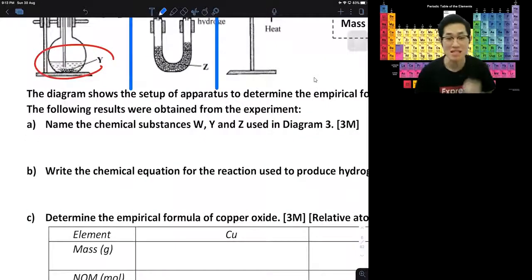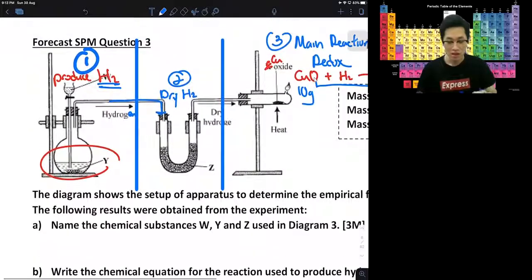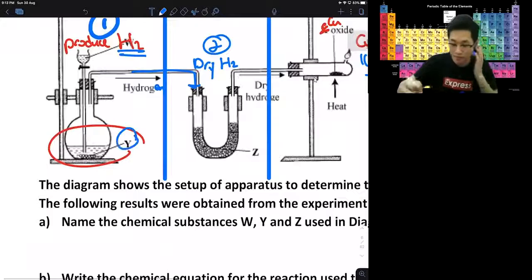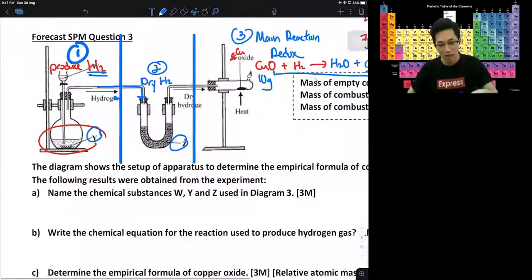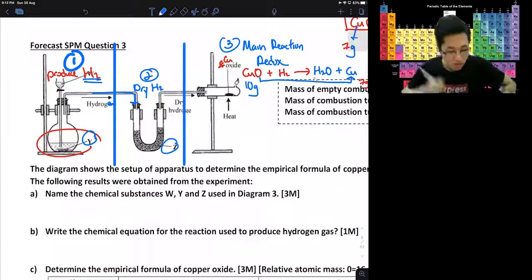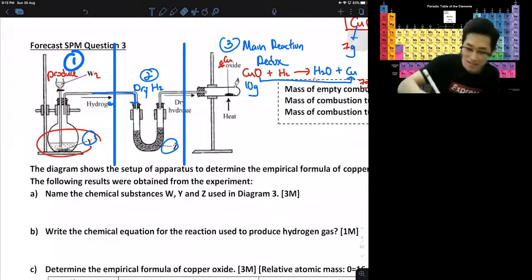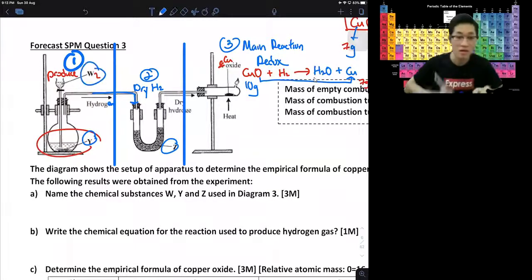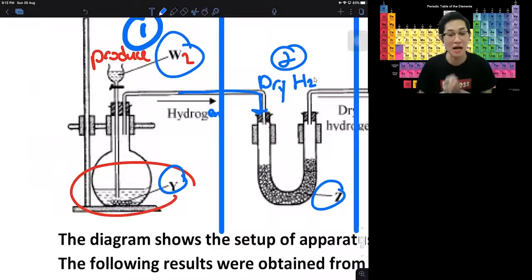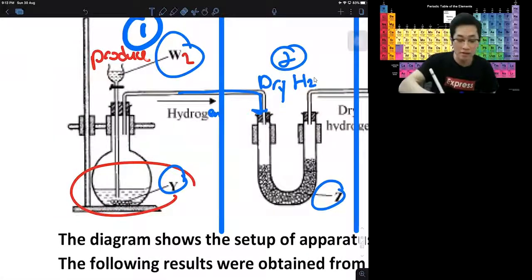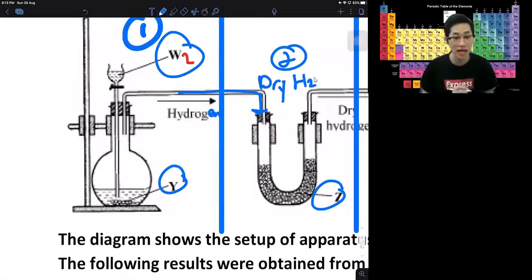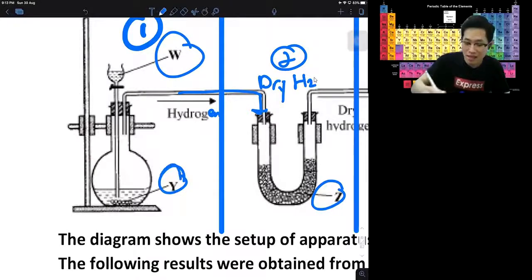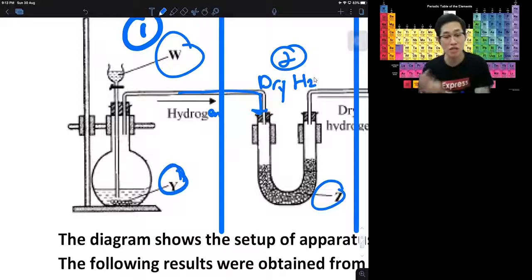Okay, now let's answer the first question. Name the chemical substances W, Y, and Z used in diagram 3. So Y, Z, and also W. Where is W? Oh, W is here. So let's solve the first part of the diagram, which is to produce hydrogen gas. So we need W and Z to react together and then produce hydrogen gas.